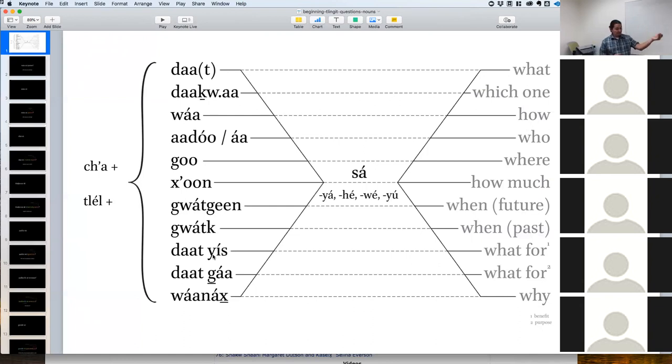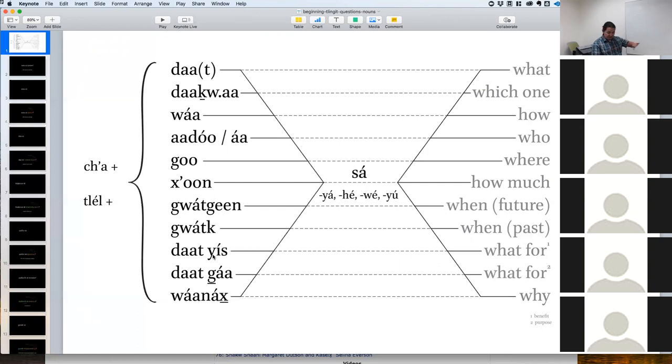So like, Gudesayanigut, where are you going? Hundake hiti de yenchagut. I'm going to the store. Da tkasa. What for? What are you going after? Right? Da tkasa.